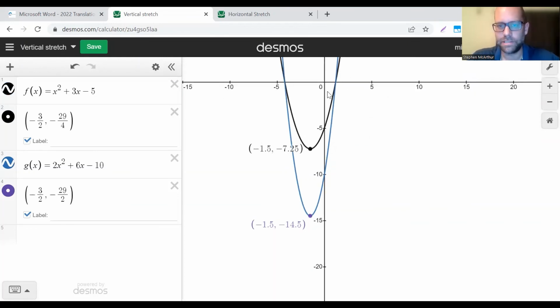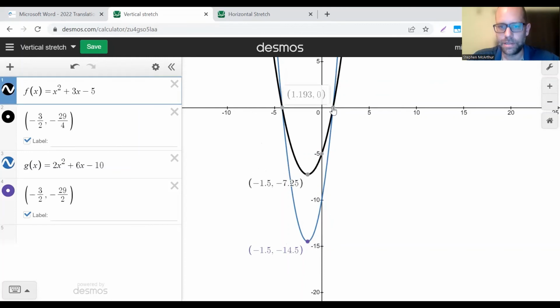It didn't matter what the x-intercepts were, because at this point, we're trying to say it's going to be twice as far away as it was for the original one, but it's on the x-axis. So twice as far away is still on the x-axis because it's 0 far away.